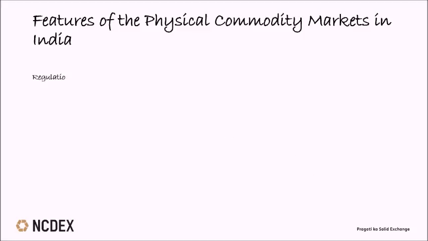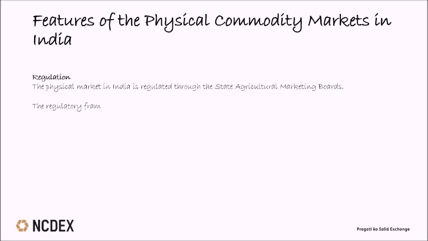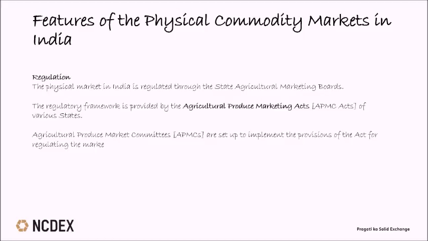Now let's talk about regulation. The physical market in India is regulated through the state agricultural marketing boards. The regulatory framework is provided by the Agricultural Produce Marketing Acts, also known as APMC Acts, of various states. Agricultural Produce Market Committees, that is APMCs, are set up to implement the provisions of the Act for regulating the marketing of agricultural produce for designated market areas within a state.